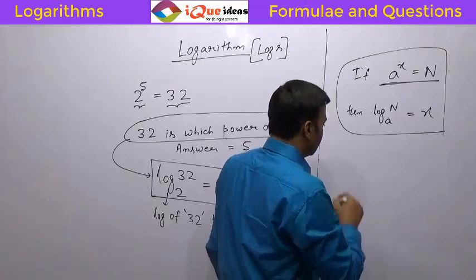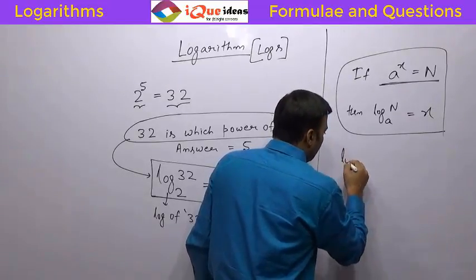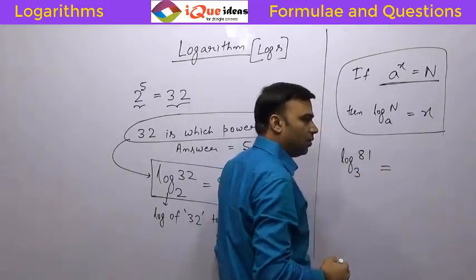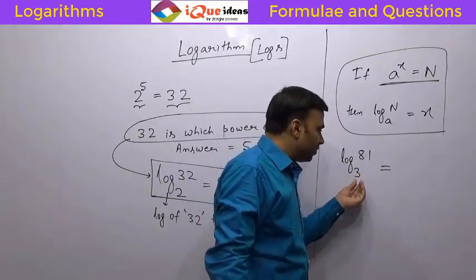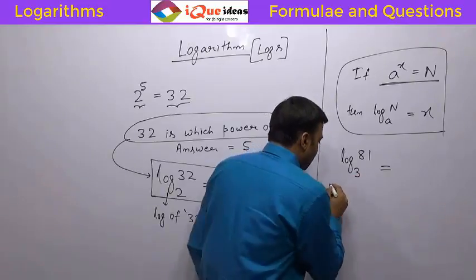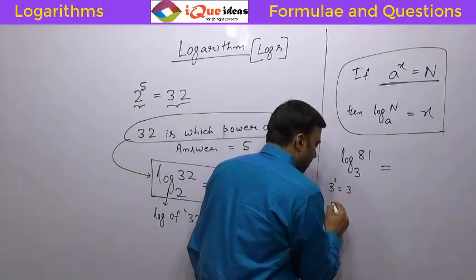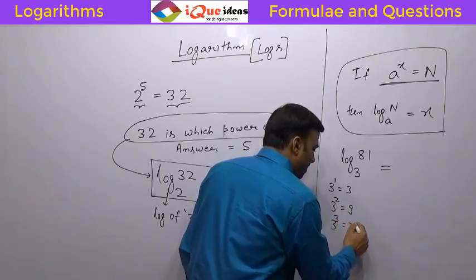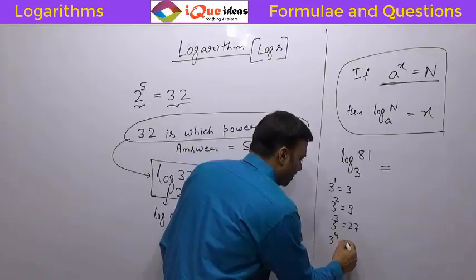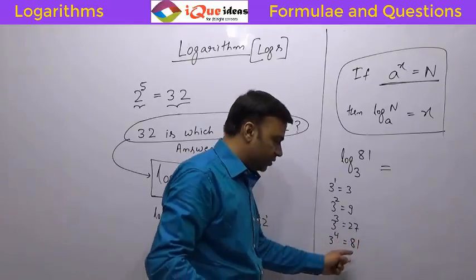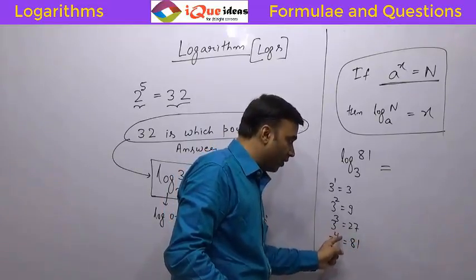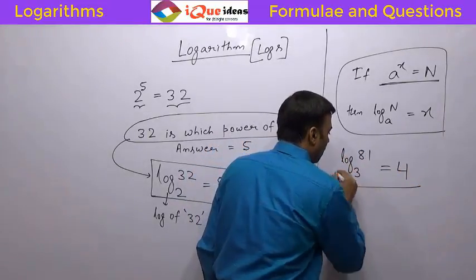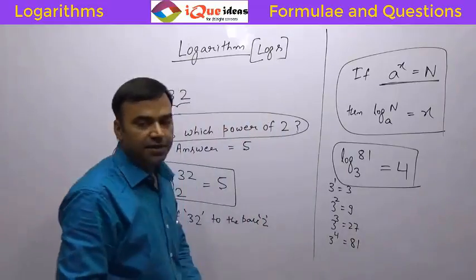So let's take some examples. If I have log of 81 to the base 3, how much is it equal to? It's a very simple thing. You think about the powers of 3. 3 raised to the power 1 is equal to 3. 3 raised to the power 2 is equal to 9. 3 raised to the power 3 is equal to 27. 3 raised to the power 4 is equal to 81. So 81 is 3 to the power 4. So we say log of 81 to the base 3 is equal to 4. This is how logs are defined.